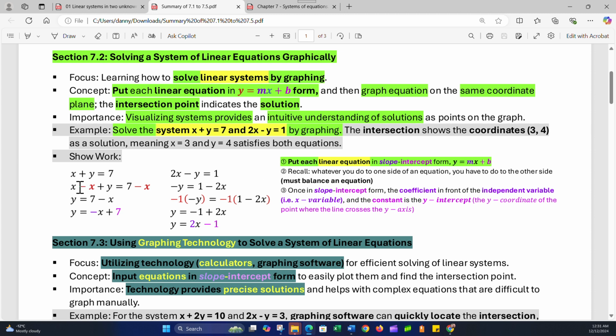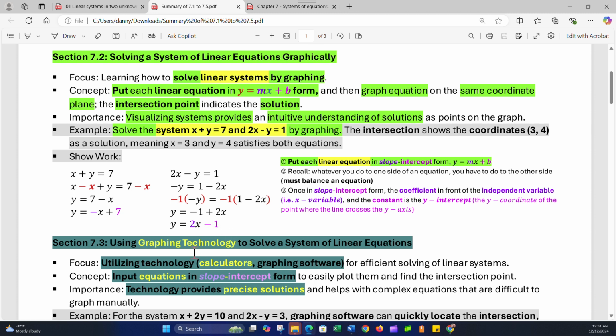So when I subtract x from here, so I could get rid of this x over here, I had to subtract x from this side. When I wanted to get a positive y, I had to times negative y by negative 1 to get a positive y. I had to times the whole other side by negative 1. So you must balance your equation. And then finally, once you're in slope-intercept form, the coefficient in front of the independent variable, i.e. in front of the x variable, so 2 in this case and just negative 1 here, that's the slope. And the constant, which is in pink here, is the y-intercept.